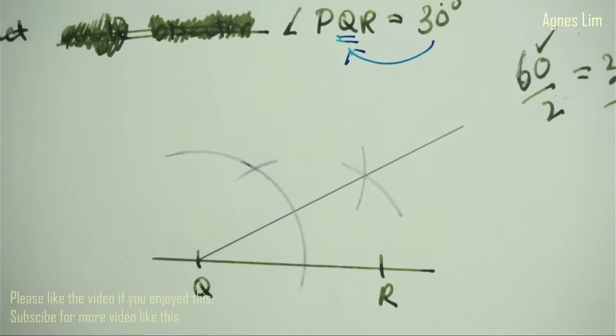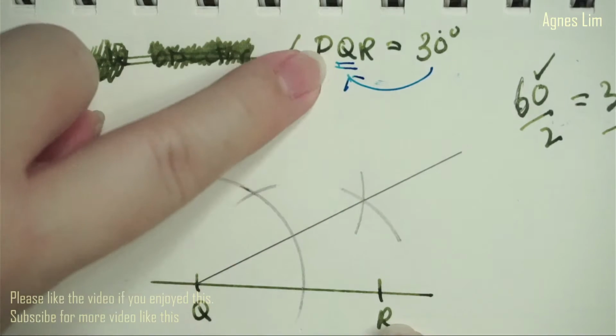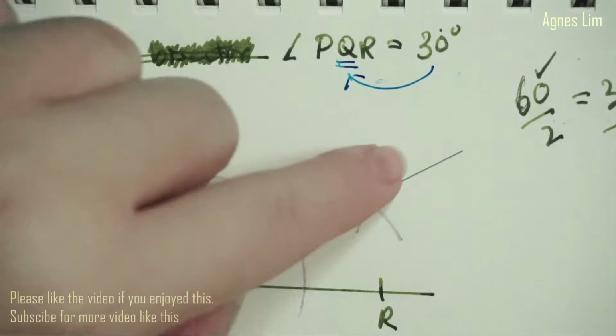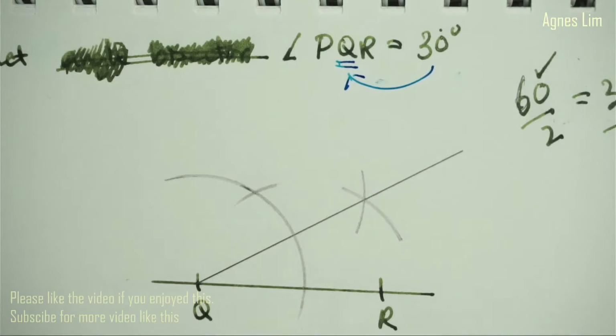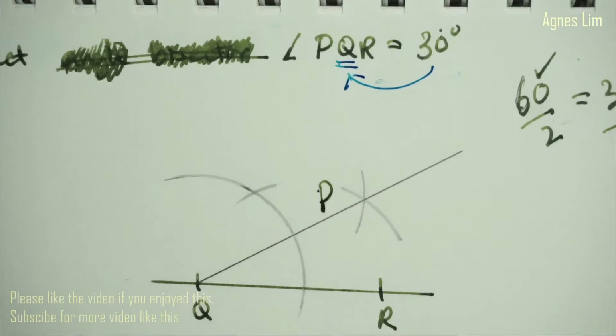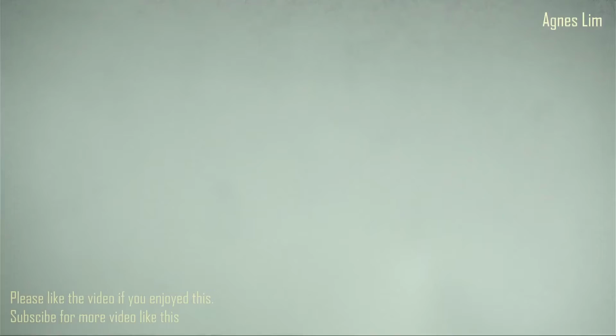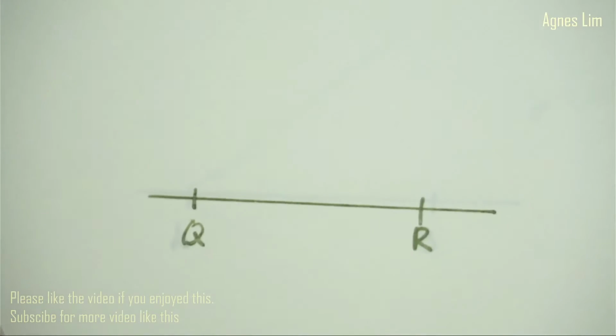So the question is PQR. We already have QR here. We don't have P, means that the line that we construct is P. Okay, that's for 30. We're going to do a next one. Moving on.